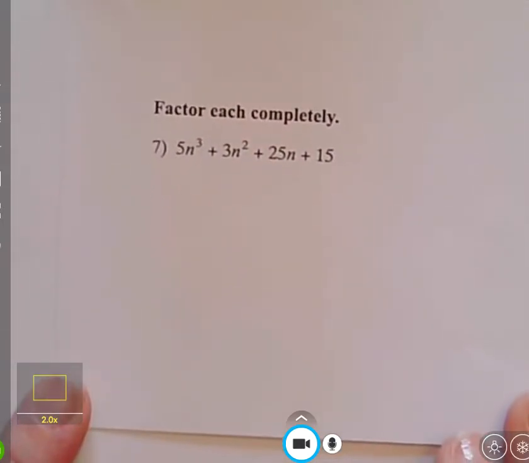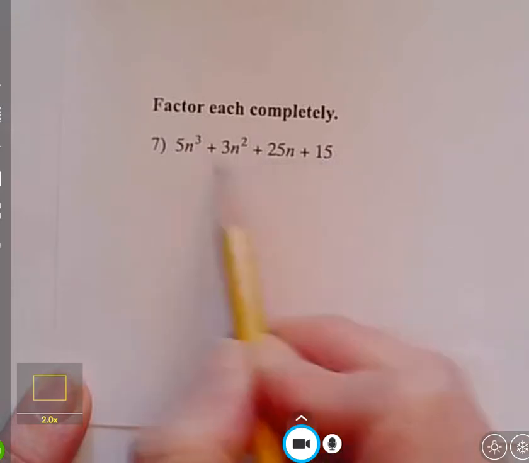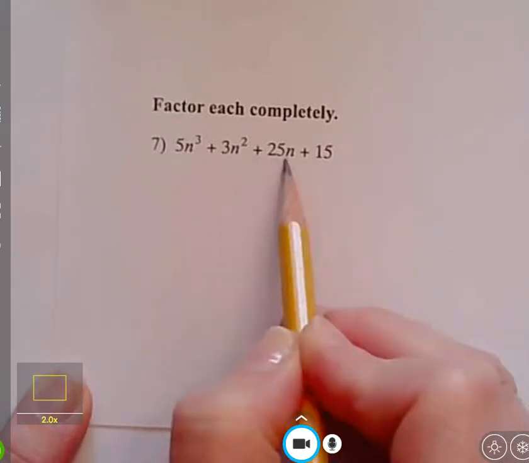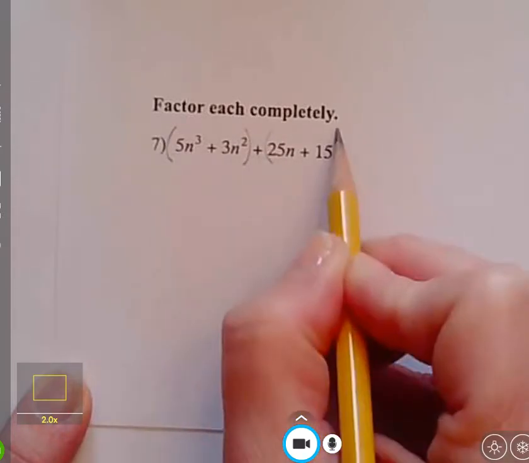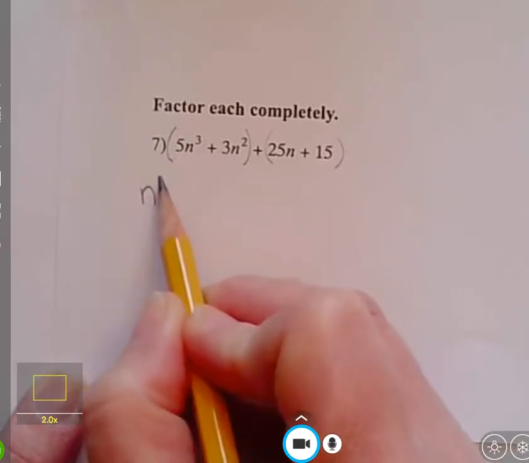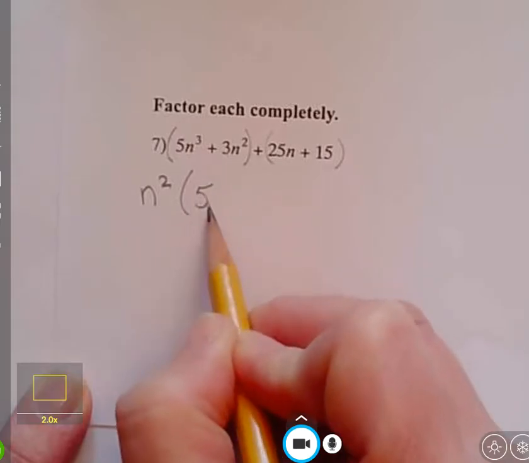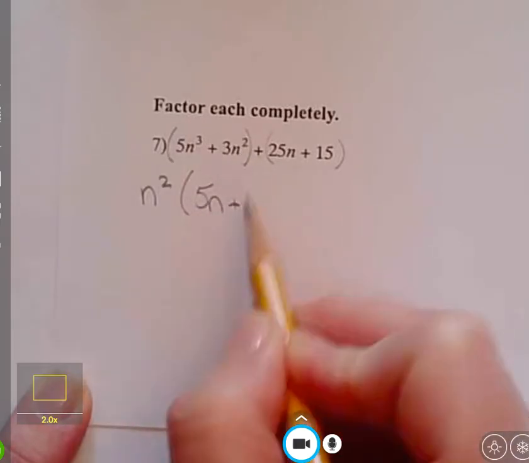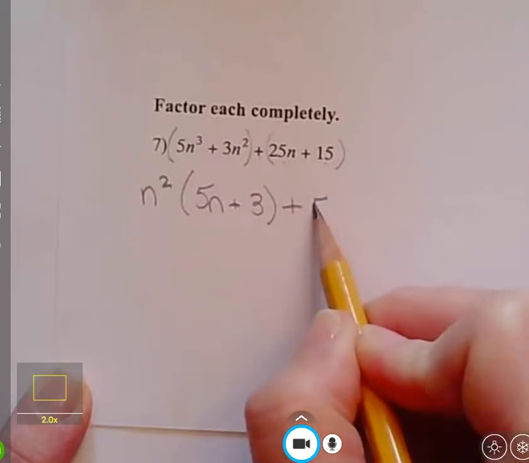Number 7, look for something common. I don't have anything common. So now I'm going to count 1, 2, 3, 4 terms, do grouping. Group my first 2, there's a plus sign here, so I can just group the last 2. Pull out something common, that looks like an n squared. I'm left with 5n. Plus n squared came out, so it's just a 3. Plus, over here I'm going to pull out a 5.